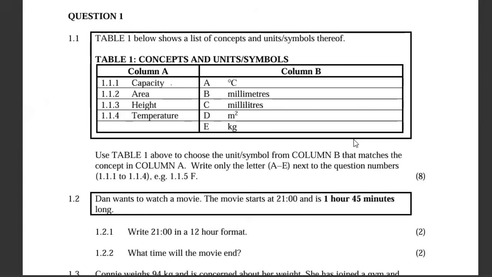Capacity. Capacity, these are milliliters. Then area, D, meters squared. Height. Height can be in millimeters. Temperature, degrees Celsius. Okay, those were the answers.